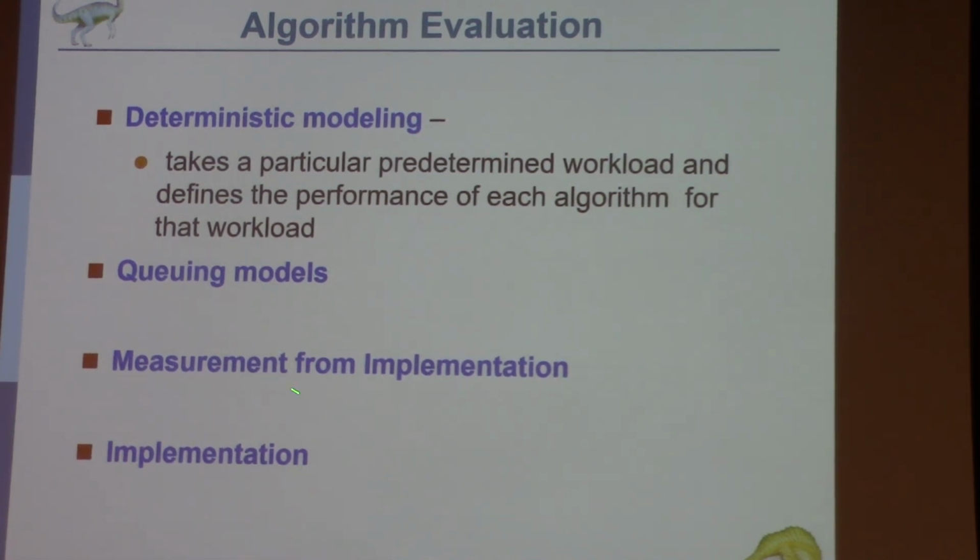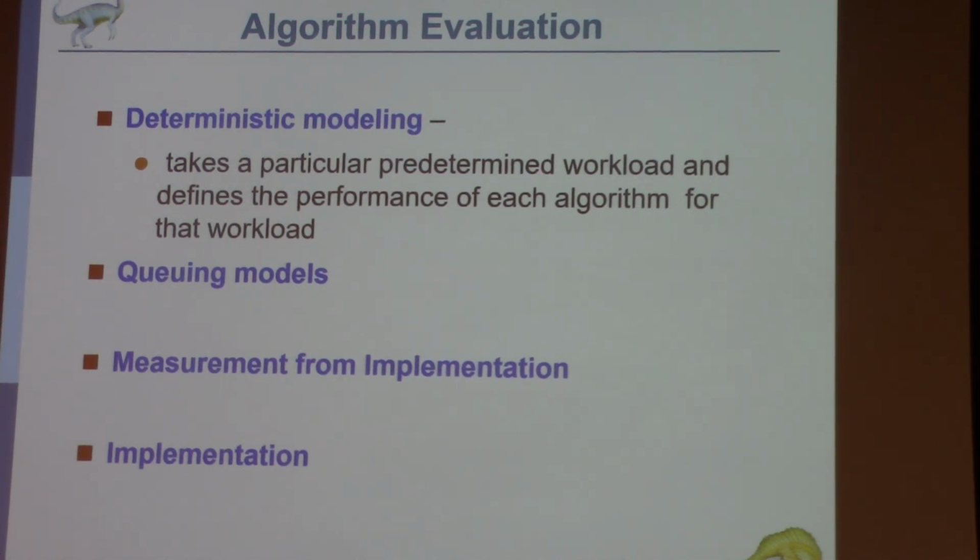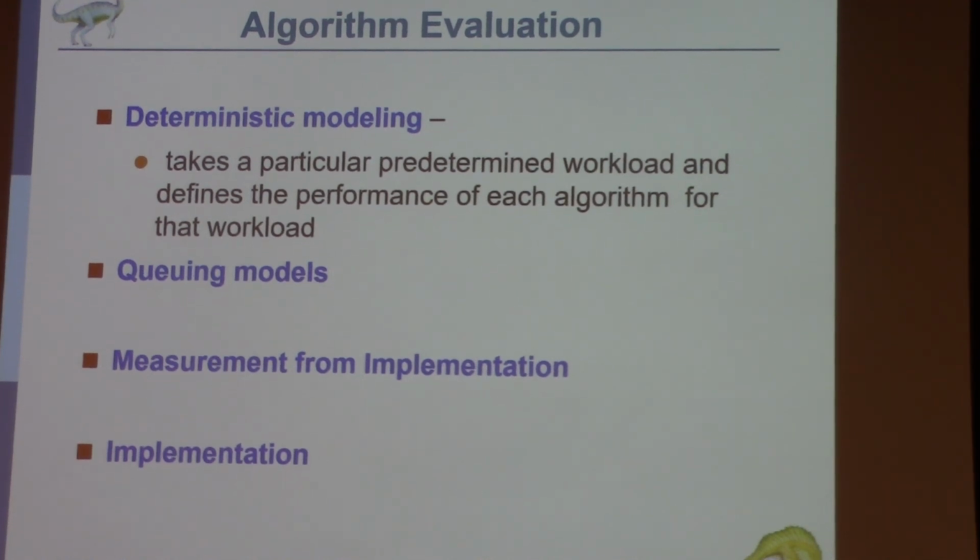Then the third one is measurement from implementation. It means you actually implement the algorithm, for example implement first come first serve, then measure the performance. That is another way. The last one is, why don't we implement a computer system that includes your scheduling algorithm? That is perfect, right? If this computer is running fast, then this one is the best. Problem?